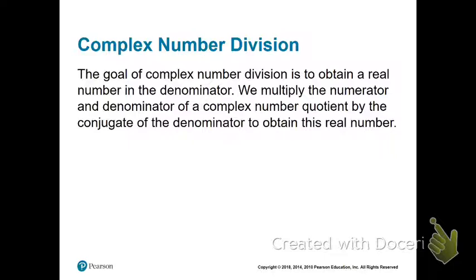So because we can't have i in the denominator, we're going to multiply it by its conjugate. And what you do to the bottom of the fraction, you have to do to the top of the fraction to keep it equal. So we're going to multiply both the top and the bottom, the numerator and the denominator, by the conjugate of the denominator.